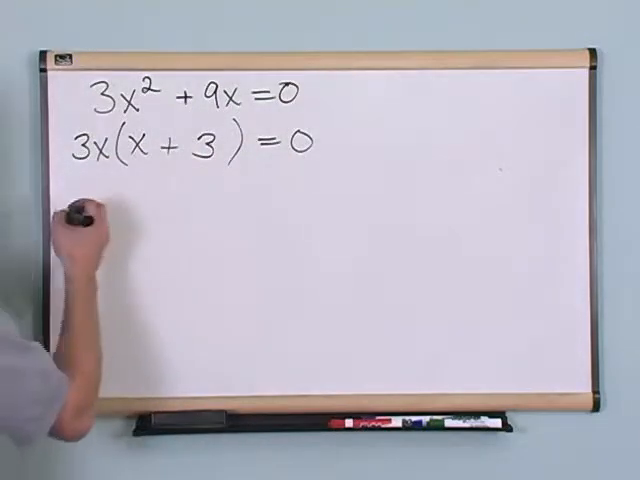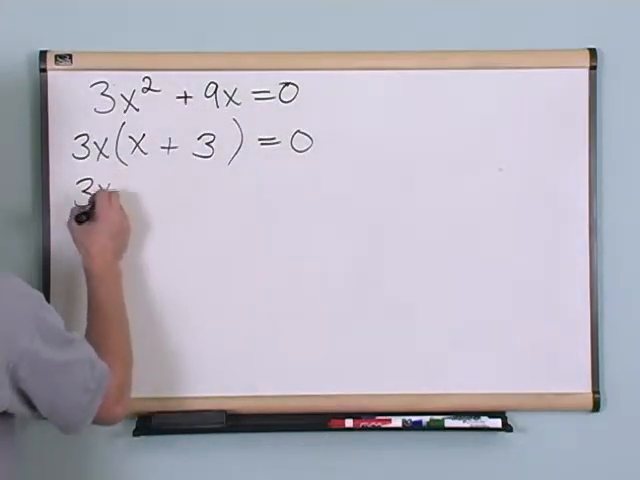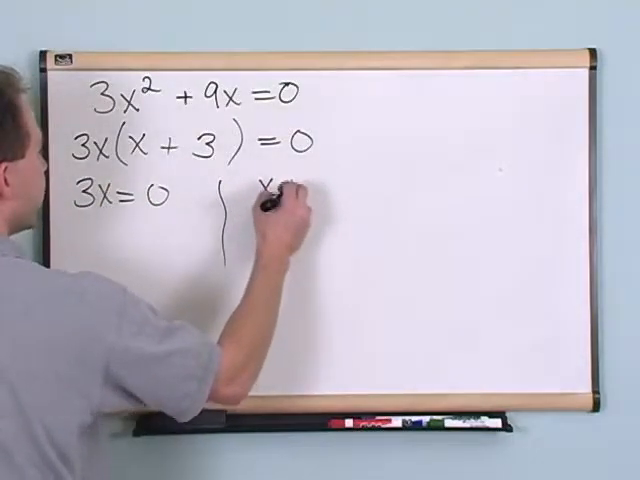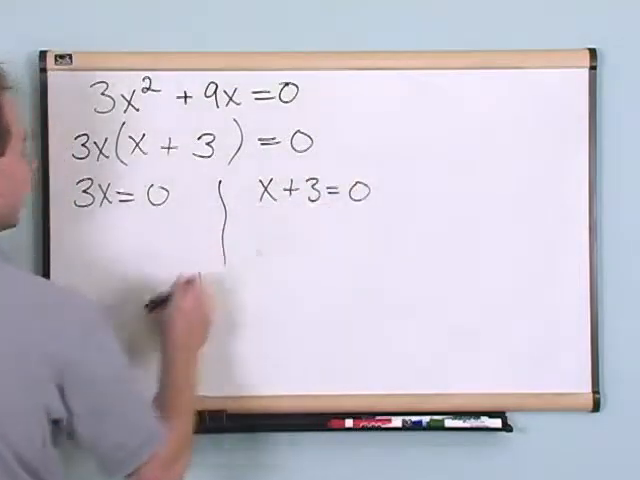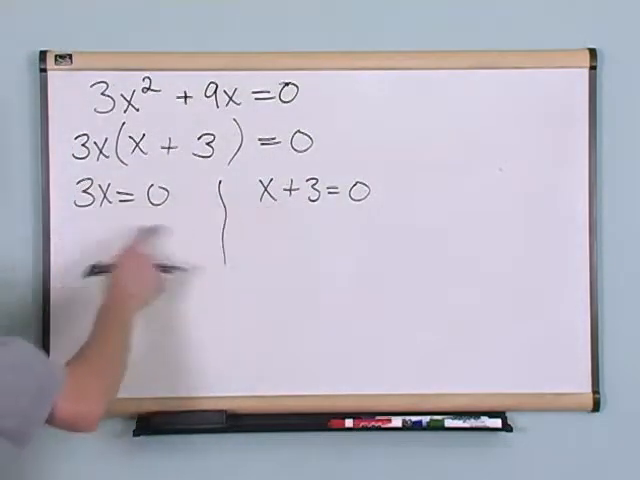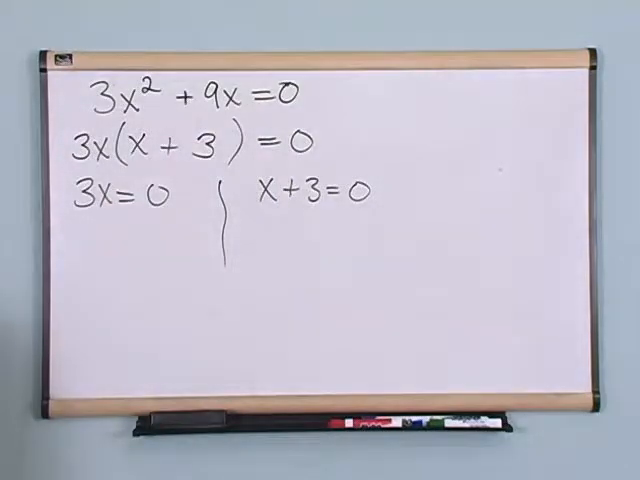So what we do is we write two little mini equations down. 3x is 0, or x plus 3 equals 0. So this is equal to 0, or this is equal to 0. Either one of these can make the whole thing equal to 0.